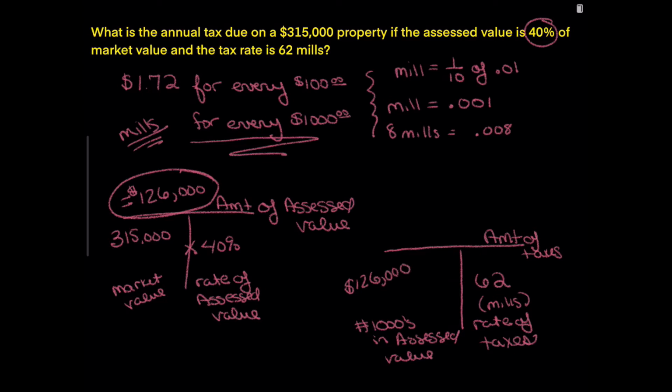That's the assessed value, but we need to find out how many thousands are there, so I'll divide by 1,000, and that gives me 126. There's 126 thousands in 126,000, so we'll multiply by 62, and when you do that, you're going to find a value of $7,812. This is the answer, $7,812.